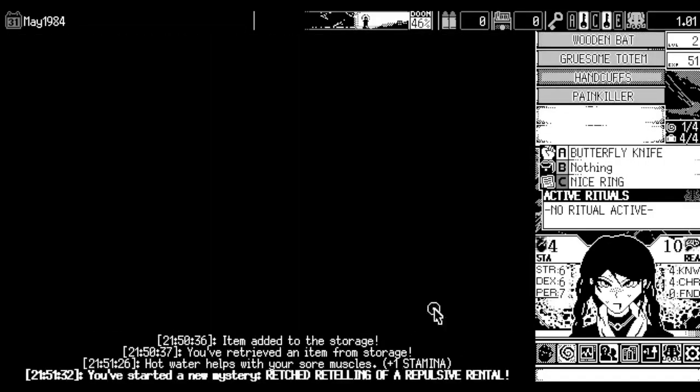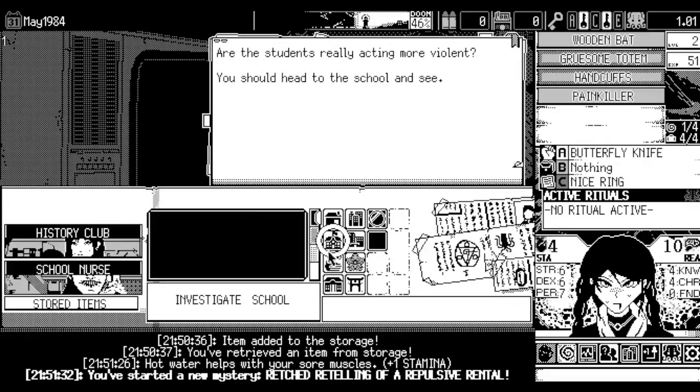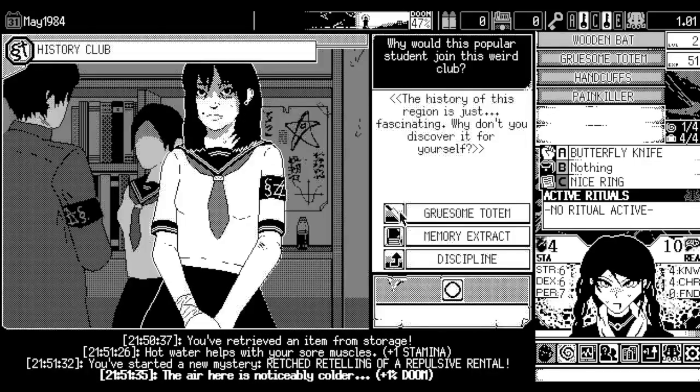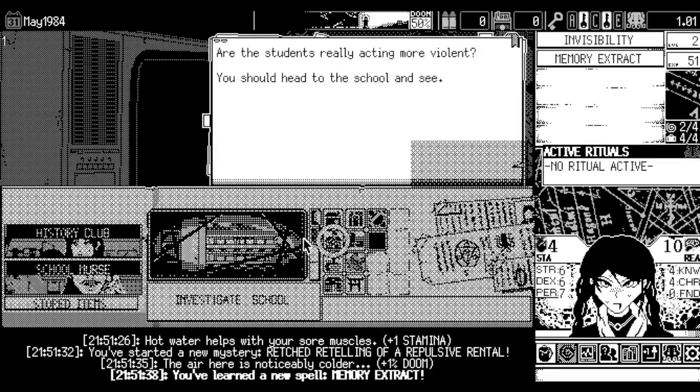So, as we get into rental here and have 4 stamina, we can still survive this, but boy, oh boy, is it going to be interesting. So we're going to grab Remy Extract and then move on.